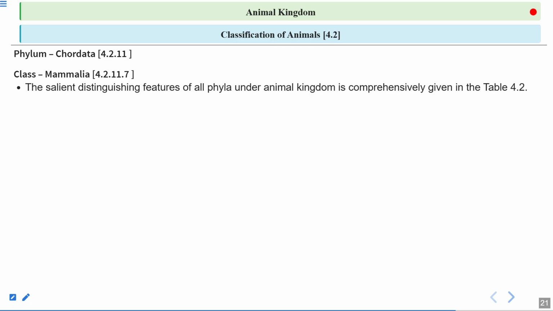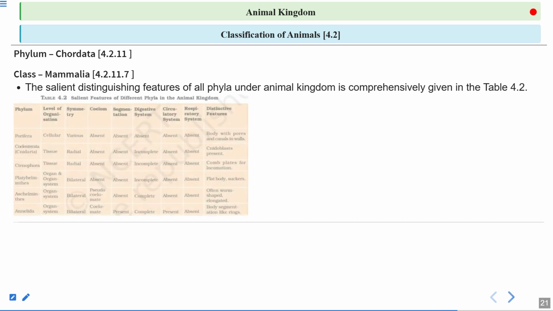The salient distinguishing features of all phyla under the animal kingdom are comprehensively given in the table. So let us see the table. Here we have talked about the Porifera, Coelenterata, Ctenophora, Platyhelminthes, Aschelminthes, and Annelida. In this table: level of organization, symmetry, coelom, segmentation, digestive system, circulatory system, and respiratory system are some of the distinguishing features of that particular phylum.